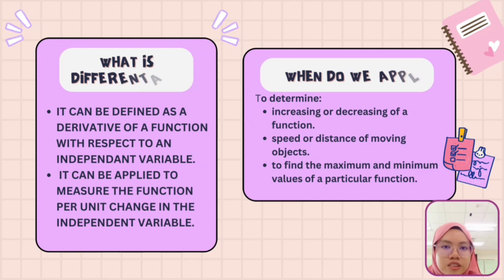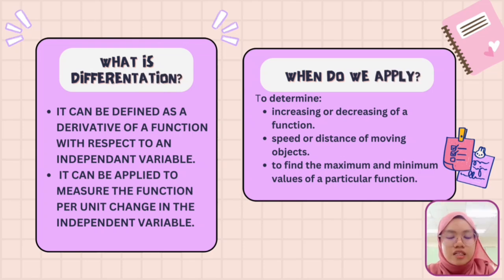First, we are going to explain what differentiation is. Differentiation can be defined as a derivative of a function with respect to an independent variable. It also can be applied to measure the function per unit change in the independent variable. We apply it to determine increasing or decreasing of a function, speed or distance of moving objects, and to find the maximum and minimum values of a particular function.